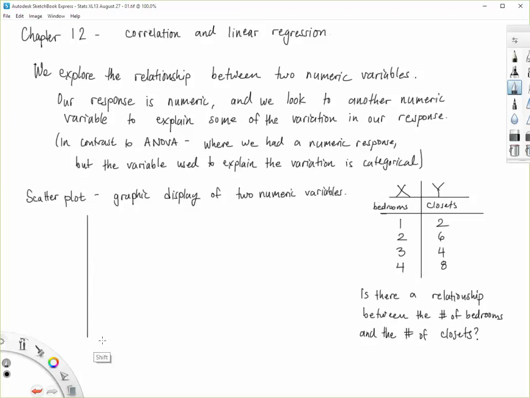We can create a plot. Okay, and all we do is we put the x on one axis and the y on the other, or we can just write bedrooms and 1, 2. Somehow I have to, let's see.